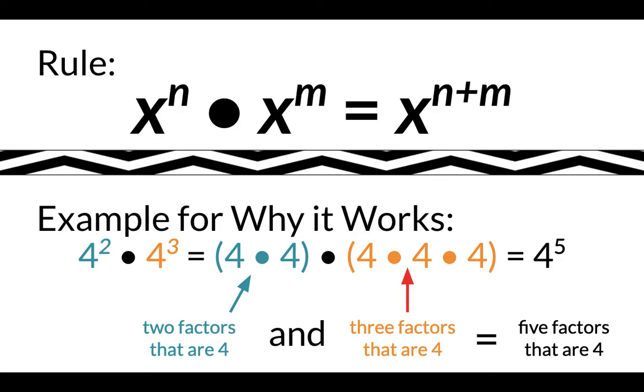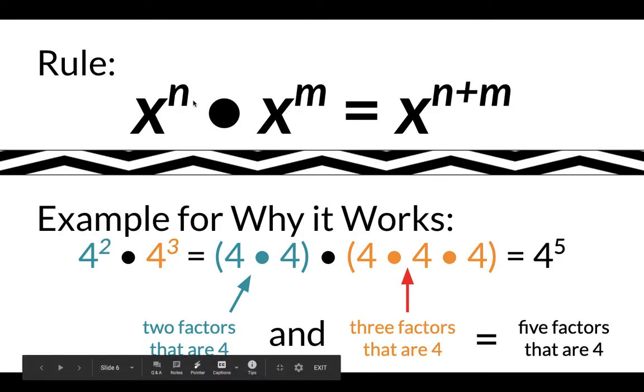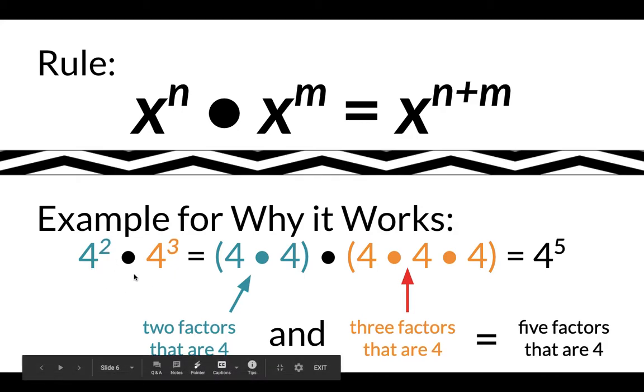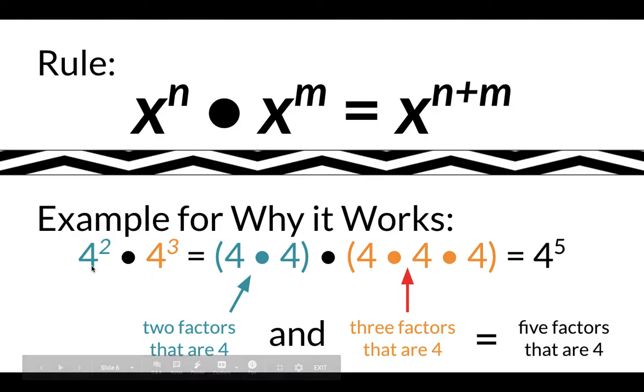First rule, when we're multiplying with exponents, we add our exponents when we have the same base. So that's going to look like adding our 2 exponents, n plus m. Here is how it looks with numbers. If we had a base of 4 with exponents 2 and 3, this is saying 4 to the second power, so that means 4 times itself 2 times.